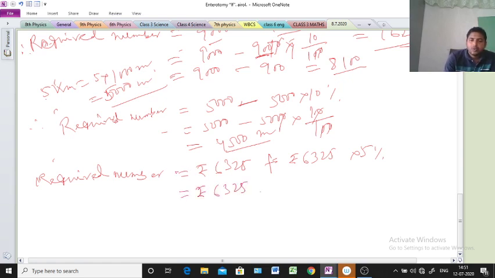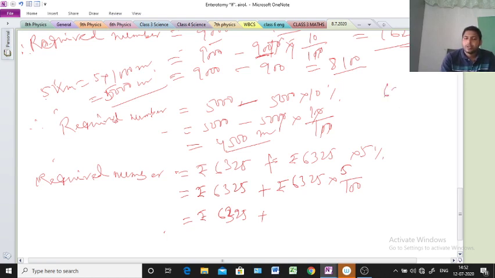So 6325 plus Rupees 6325 into 5% means 5 by 100. Clear? Now we can do cancellation, or any calculation in various ways. Otherwise, we will first multiply and after that divide by 100, that is better. 6325 into 5, after that divide by 100.